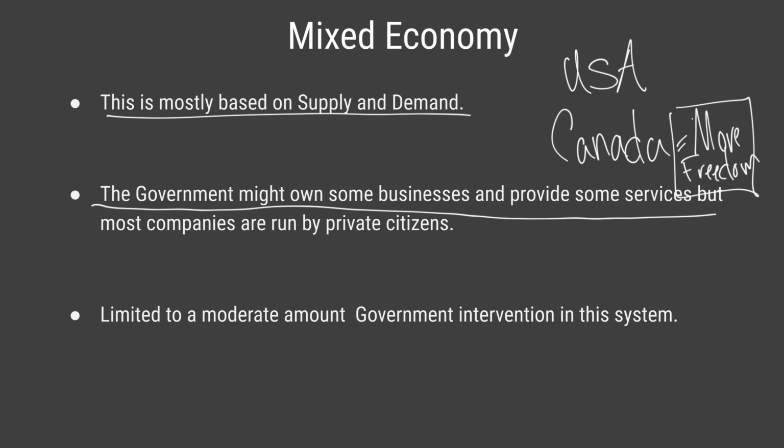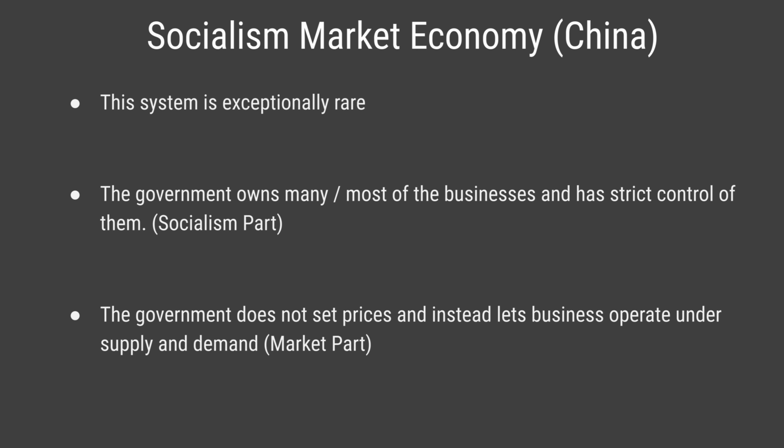And then that brings us to one last type of economic system. And this is a socialism market economy, and it's what takes place in China right now. They're pretty rare. They don't pop up all that often. And it's unique. In this type of system, the government actually owns many or most of the businesses and would have strict control over them. So if the government wanted to, they could absolutely set the price of products or determine what they're sold.